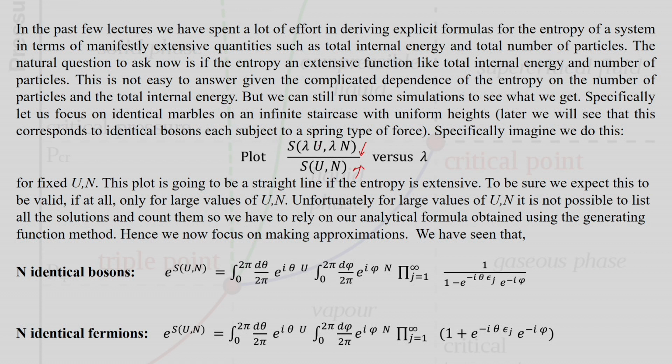I fix the total energy and total number of particles, then I scale up the energy by a factor lambda, I scale up the number of particles by a factor lambda, and then I divide by the original entropy. If I plot this ratio versus lambda, and if entropy is indeed extensive, this plot should be linear, a straight line. So the question is: is it a straight line? Obviously the proper answer to this will crucially involve how good we are at explicitly evaluating those integrals over theta and phi.